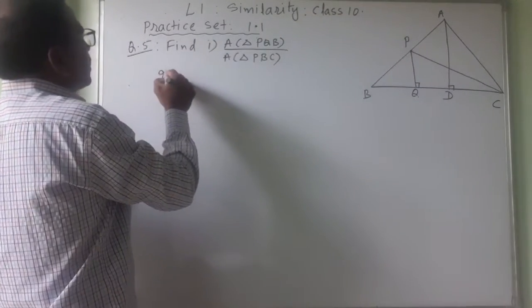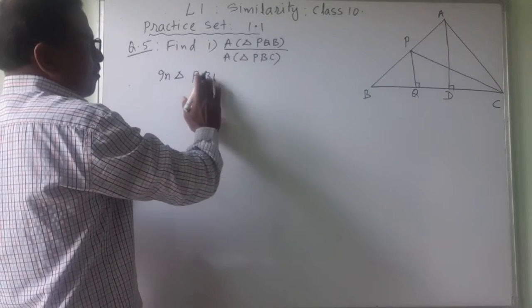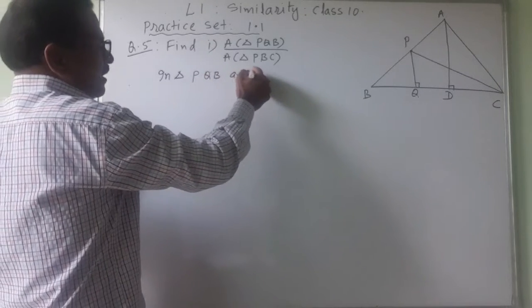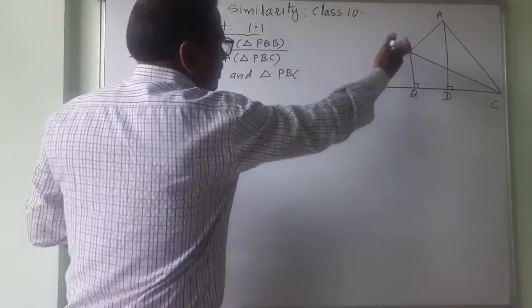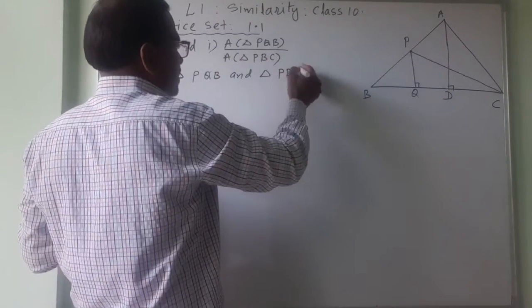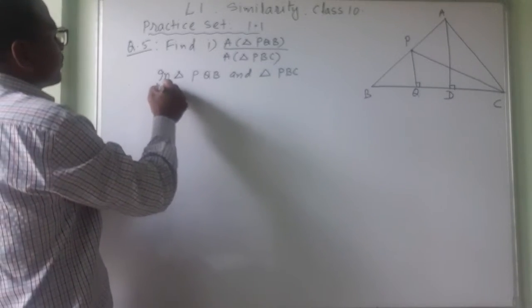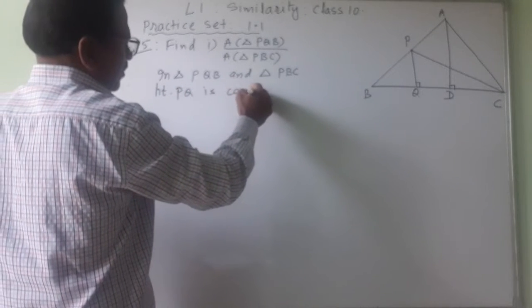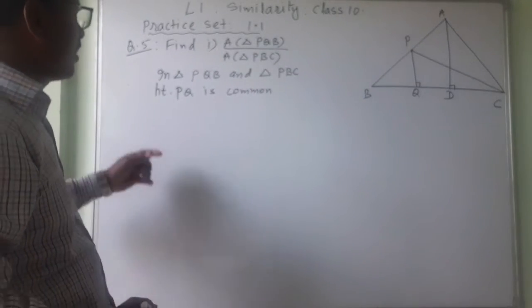And for this bigger triangle PBC, height is PQ, means height is same. So in triangle PQB, and triangle another is PBC. See this PBC, height PQ is common. Common, or you can say same. Height is same or height PQ is common.